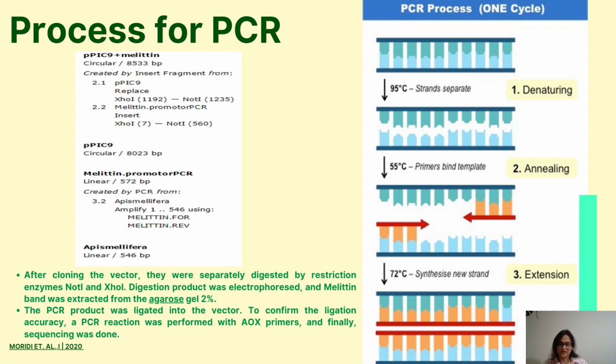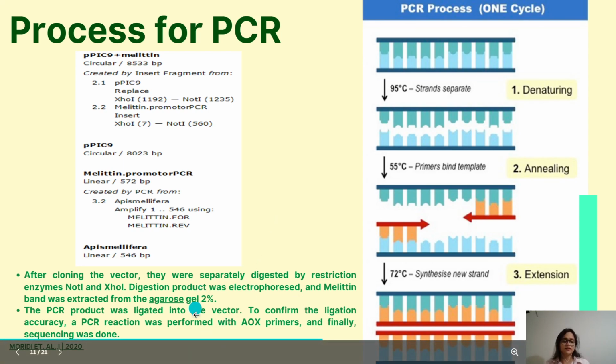To ligate the gene cassette into the pPIC9 vector, a mixture was prepared containing 90 nanograms of the digested pPIC9, 30 nanograms of the fragment extracted from the agarose gel, 1 unit of the T4 DNA ligase enzyme, and 1 microliter of 10x ligation buffer. The ligation mixture was incubated for 16 hours at 14 degrees Celsius. So the PCR product was then ligated into the vector.